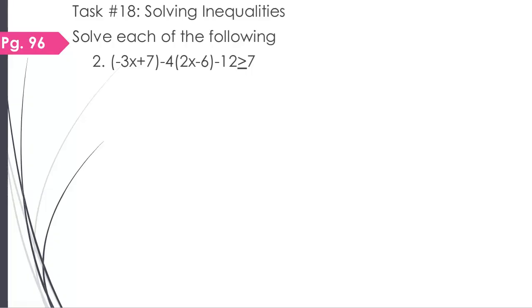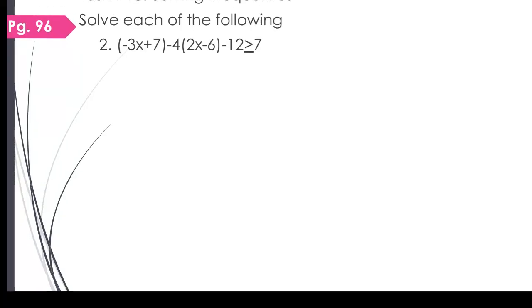inequality problem. So parentheses, negative 3x plus 7, and parentheses, minus 4 times parentheses 2x minus 6, and parentheses, minus 12 is greater than or equal to 7. So go ahead and in the next 5 minutes, see if you can solve the next two. And let's see what we get for an answer. The next two problems. Anybody want or need a calculator? You good? Good.